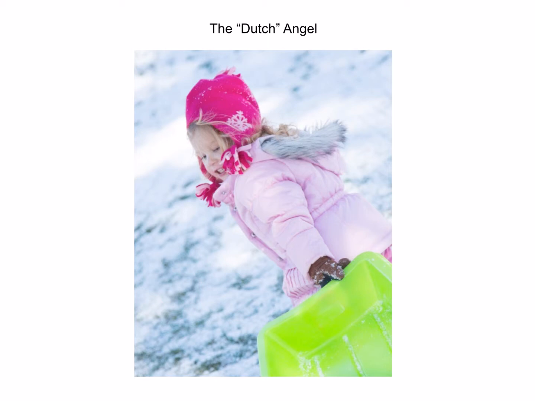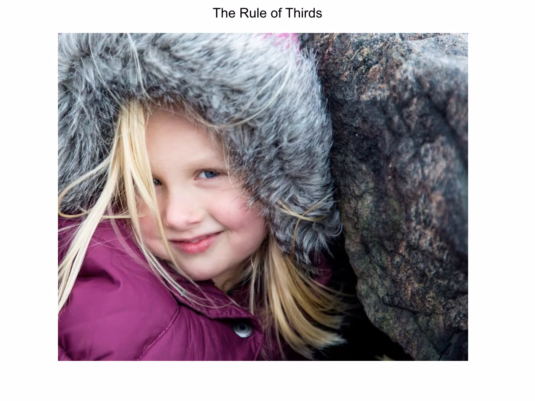Another way in which you can play with your photo is how you set up the primary subject within the frame. One thing you might want to avoid is putting the subject square in the frame, particularly if the subject is a person. The idea is that you want to offset the subject, and a way to do that is by following the rule of thirds.